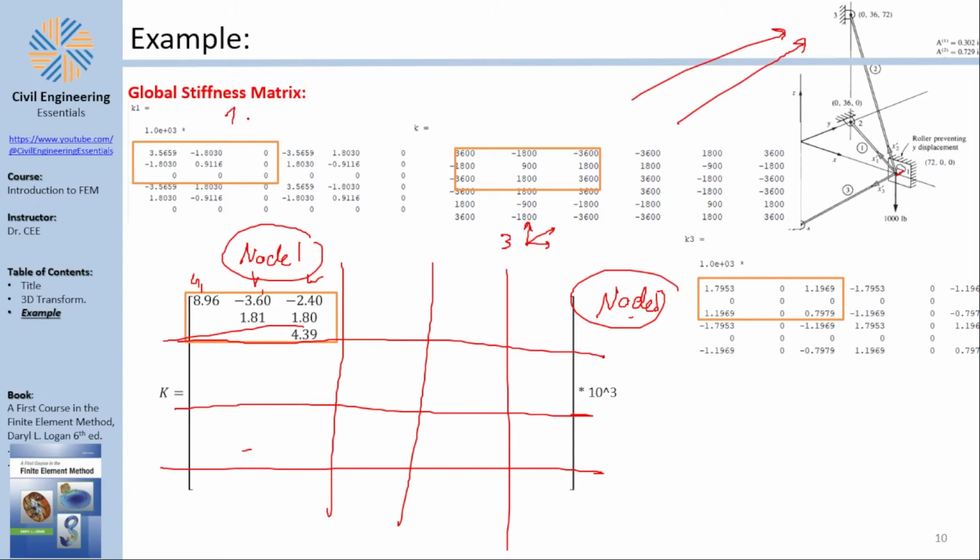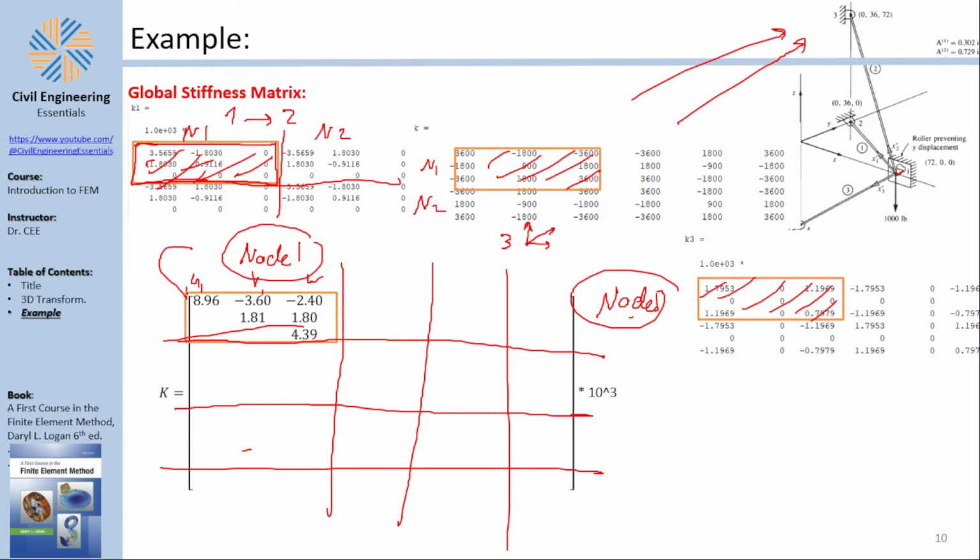For example, this is from node number 1 to 2, which means that the first block here is node number 1 with node number 1. Because if you split this into 4 quadrants, this would be node 1, this would be node 2, node 1 in the rows and node 2 in the rows, which means that node 1 with node 1 is this quadrant. Similarly, this quadrant and this quadrant. So what remains is you should add them together. Adding them together gives you this.